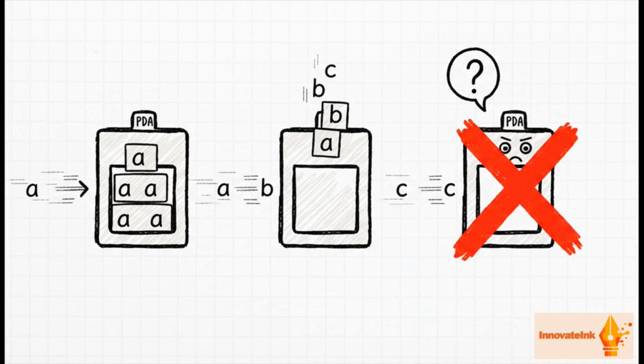So why does this matter? Think about the language with an equal number of A's, B's, and C's. A PDA can't do it. Intuitively, it can use its stack to count the A's and then match them against the B's. But by the time it gets to the C's, the stack is empty. It has no memory of how many A's there were to begin with. One stack can only handle one dependent count.